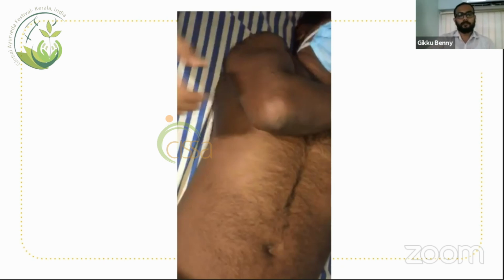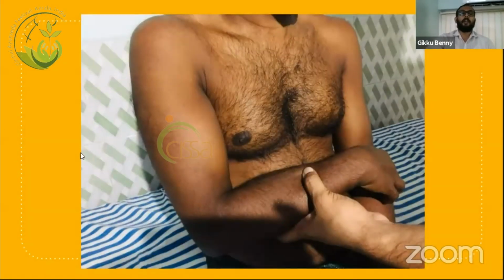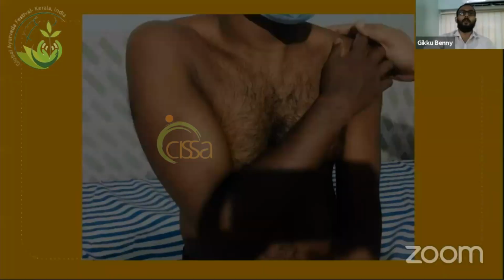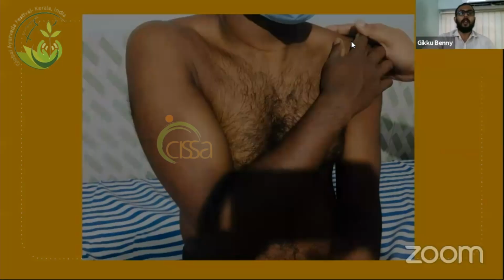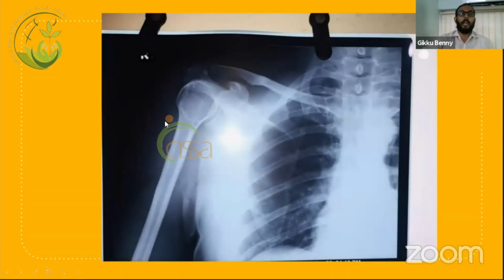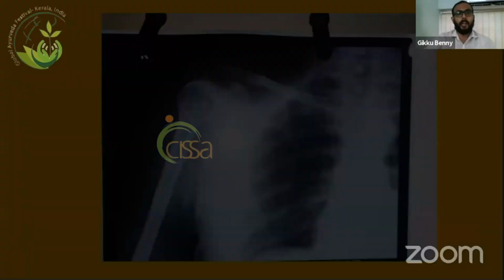Now, this is the Milch reduction method, with which we did the reduction in this case. Here we can see the normal contour is regained after the reduction, and on the check X-ray, the patient is able to do the Dugas test after reduction. On the normal AP view shoulder X-ray, this particular X-ray is normal after reduction. In all cases, a check X-ray should be taken after the reduction.